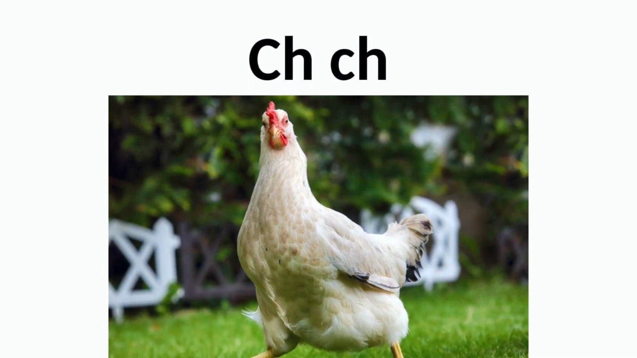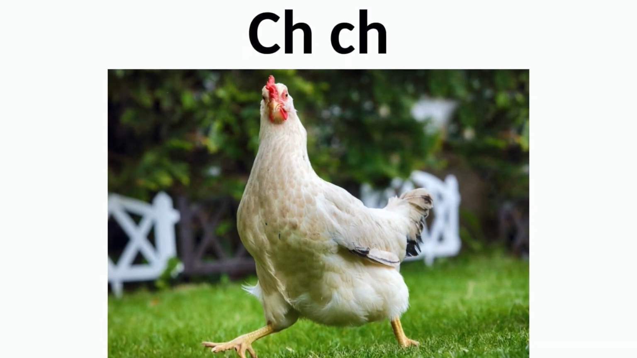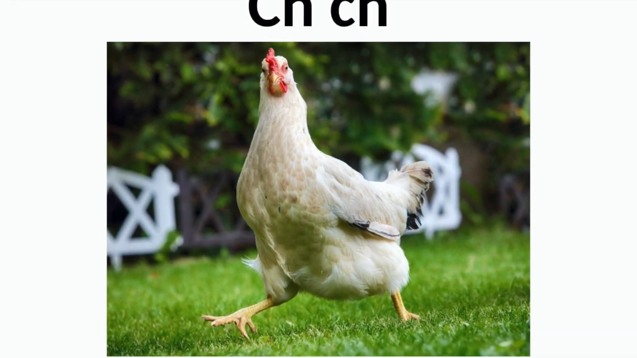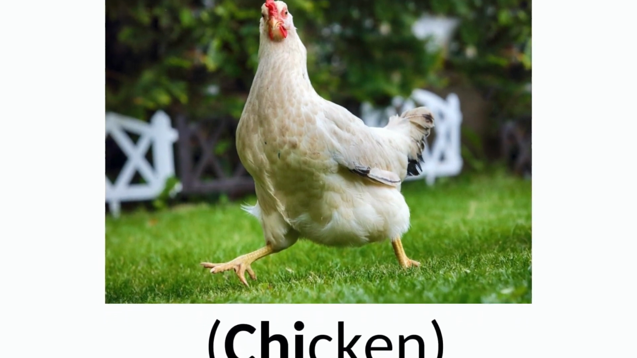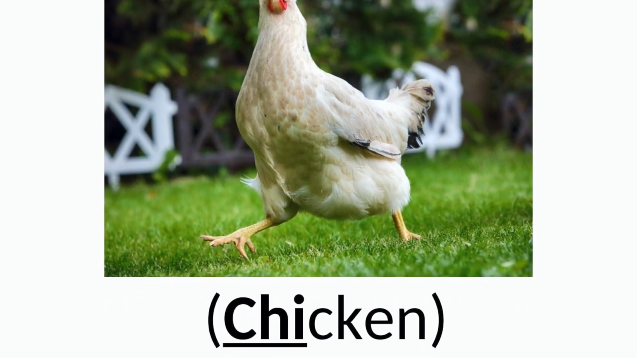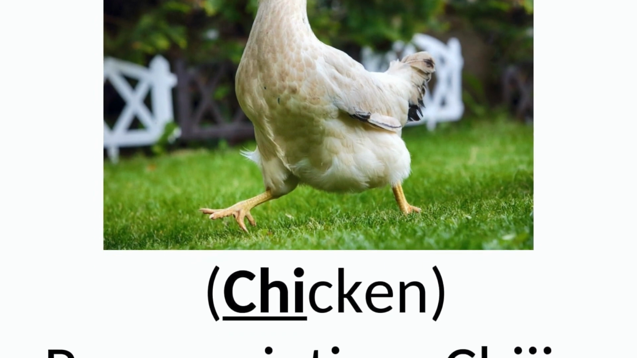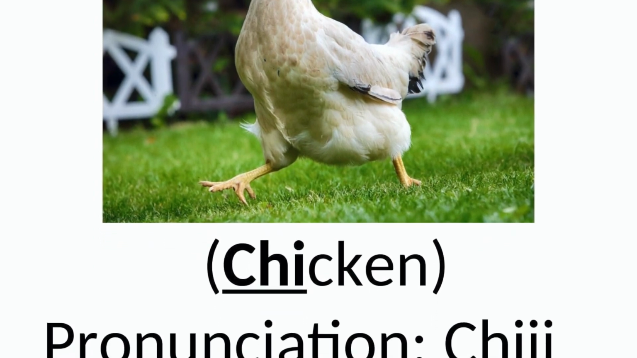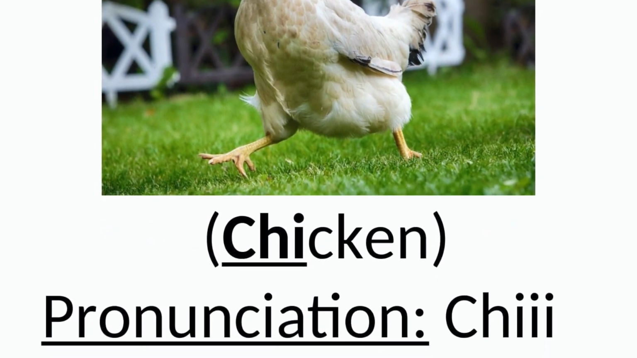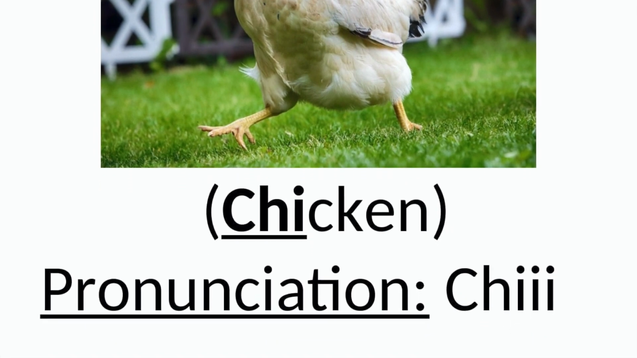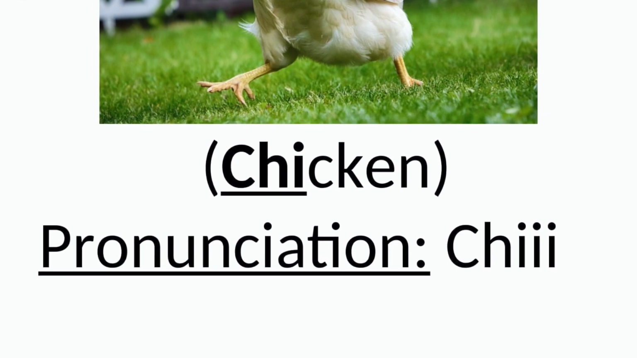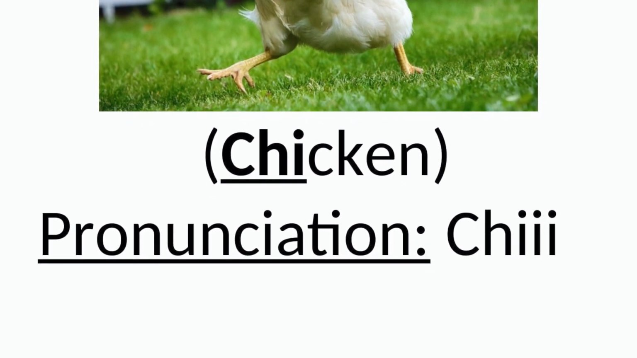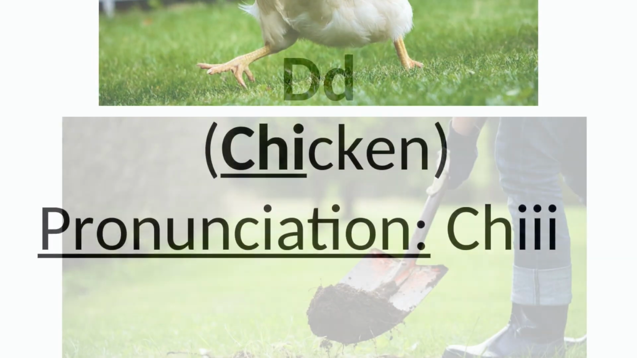The next Igbo alphabet is Ch, C-H. The Igbo alphabet does not have the letter C. It has the letter CH, Ch. It is pronounced as in the letters CHI, Ch, in the English word chicken. Say it with me. Ch, Ch, Ch, Ch, as in chicken.